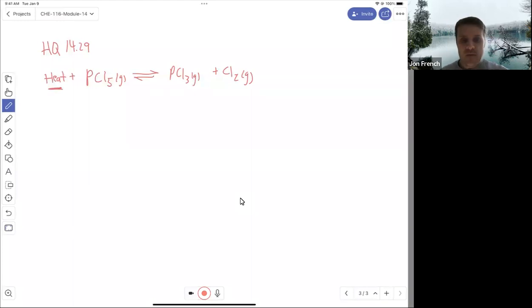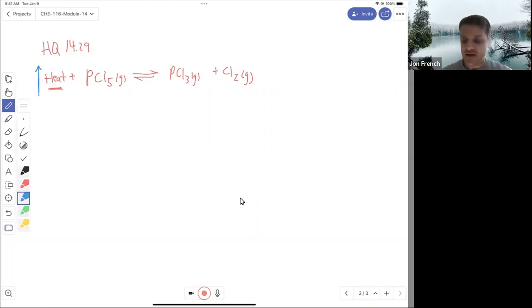Correct, Raf. So what happens to the partial pressure of the phosphorus pentachloride if the temperature of the system is raised? Right. So if I raise the temperature of the system, that's like adding more heat to the system. In the system, heat is a reactant.